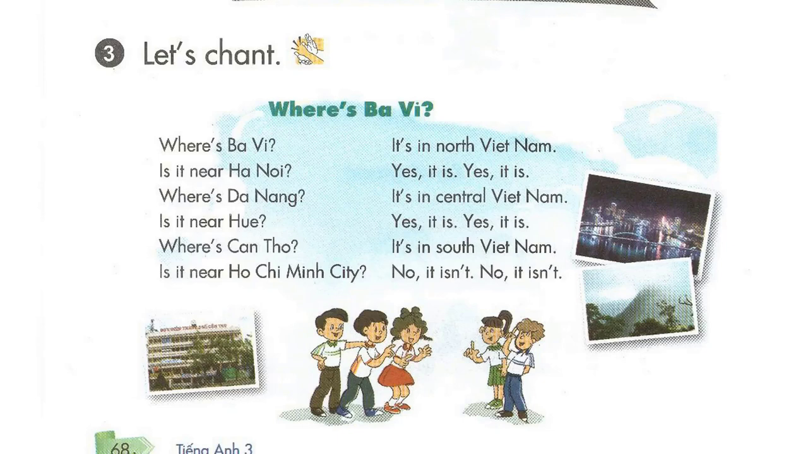Page 68. Lesson 3. Activity 3. Let's chant. Where's Ha Noi? 1, 2, 3, 4. Where's Ha Noi? It's in North Vietnam. Is it near Hanoi? Yes, it is. Where's Da Nang? It's in Central Vietnam. Is it near Hue? Yes, it is. Where's Can Tho? It's in South Vietnam. Is it near Ho Chi Minh City? No, it isn't.